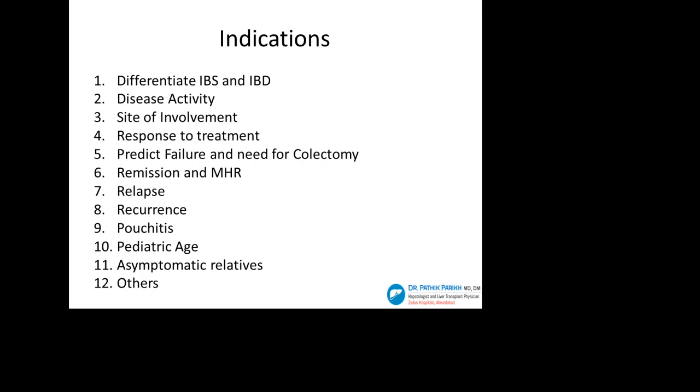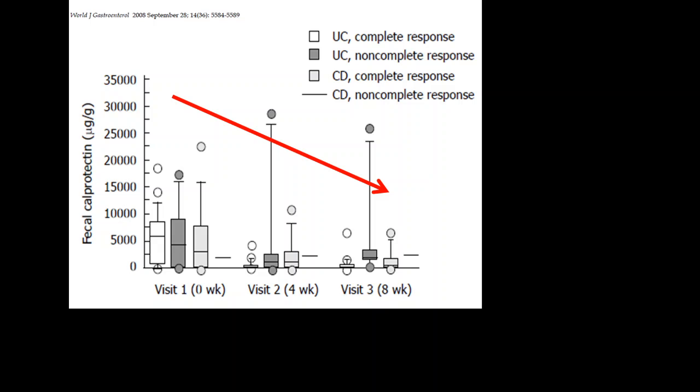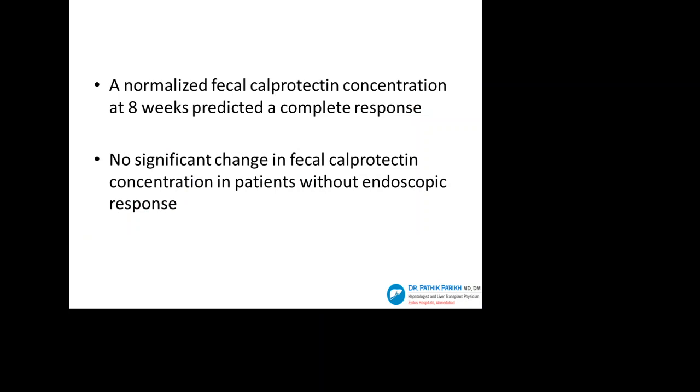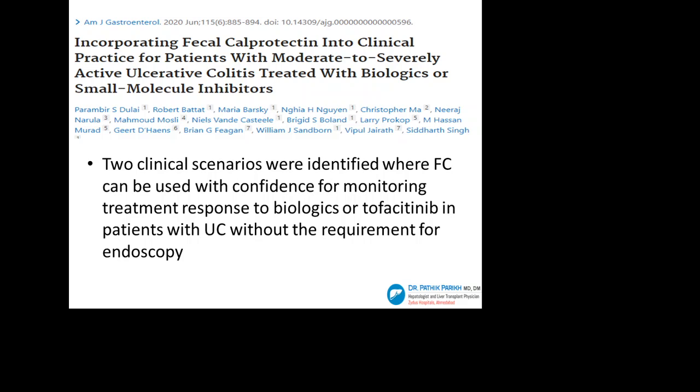So we would like to know, once we start the treatment, what is the likelihood that the patient is responding. It is clearly understandable that as the patient starts responding to treatment, the fecal calprotectin is expected to go down at 4 weeks and 8 weeks, and there is significant reduction in fecal calprotectin at 4 and 8 weeks in patients with both ulcerative colitis and Crohn's disease. What they concluded was that a normalized fecal calprotectin concentration at 8 weeks predicted a complete response, and there was no significant change in fecal calprotectin concentration in patients without endoscopic response.